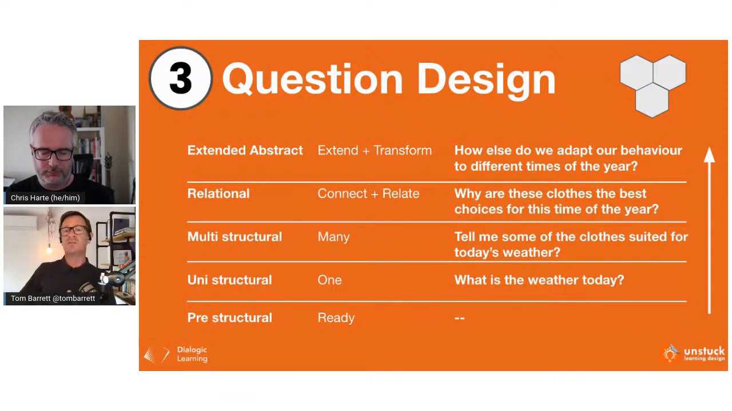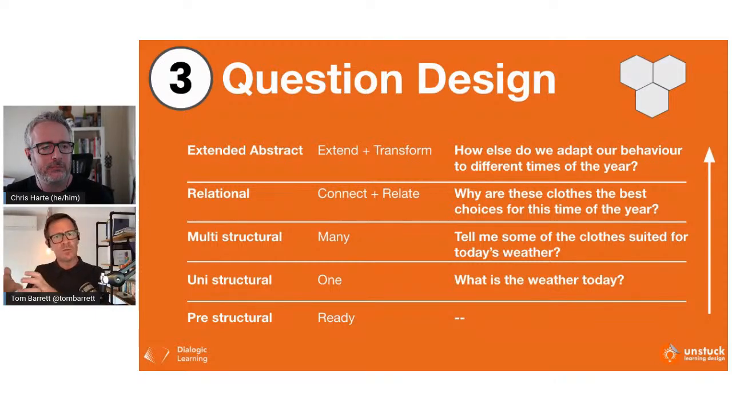So what is the weather today is a sort of closed question that guides us to think about a single idea, perhaps. Tell me some of the clothes suited for today's weather. In a sequence, I might ask both of those questions and respond differently. By the way, this is a kindergarten achievement standard in science. So you can do it with any of those specific things in mind. But tell me some of the clothes, obviously, that guides a learner to be able to talk about many. There are more than just one, or let's explore more.